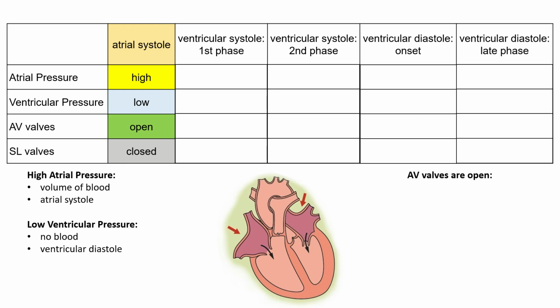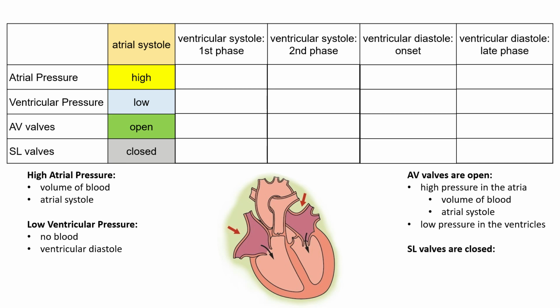Now, what are the effects that these pressures are going to have on the valves? Well, we just previously stated that the AV valves are open. So why is that? Well, it has to do with the high pressure in the atria and the low pressure in the ventricles. So we know what's creating the high pressure in the atria. It's that we've got blood in there and we have atria that are undergoing contraction. So this pressure differential between the high pressure in the atria and the low pressure in the ventricles is going to be what drives the valves open, forces the valves open.